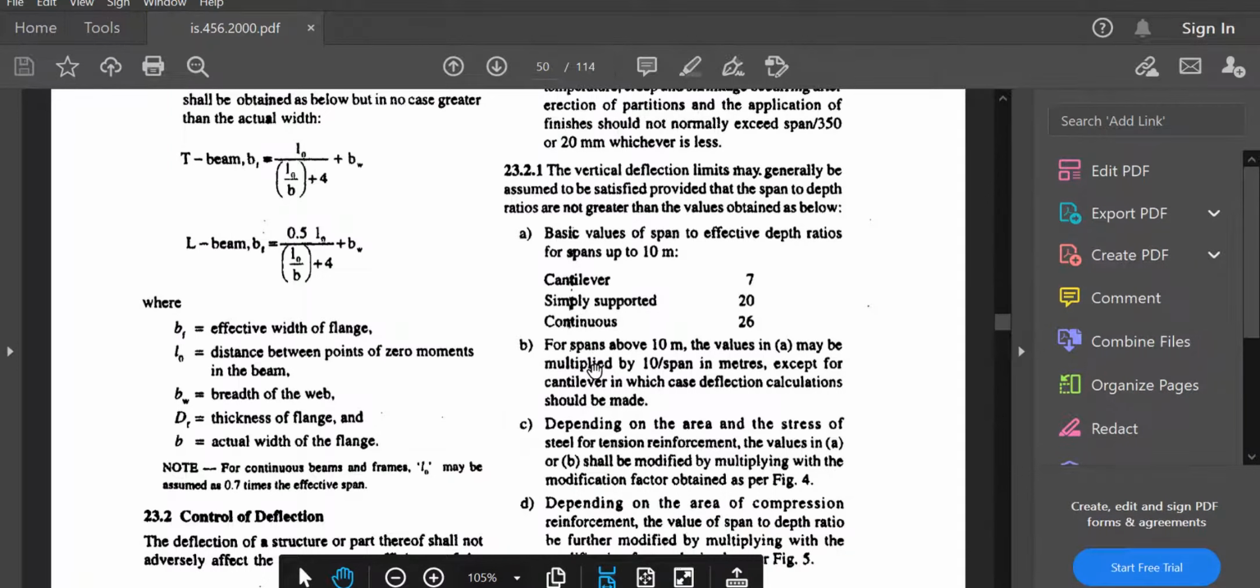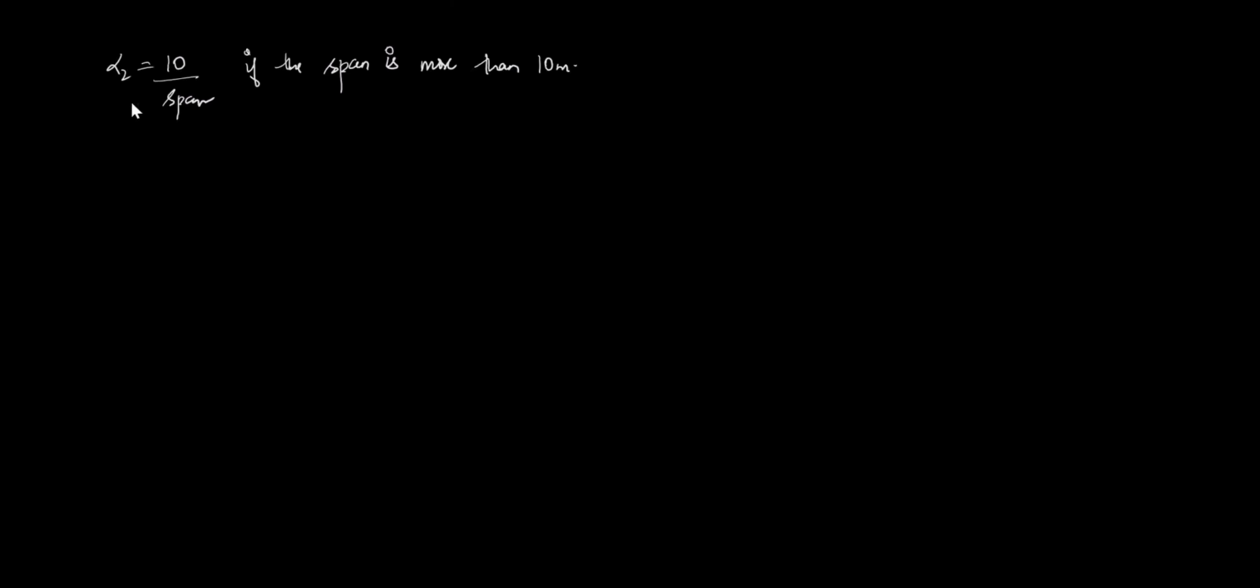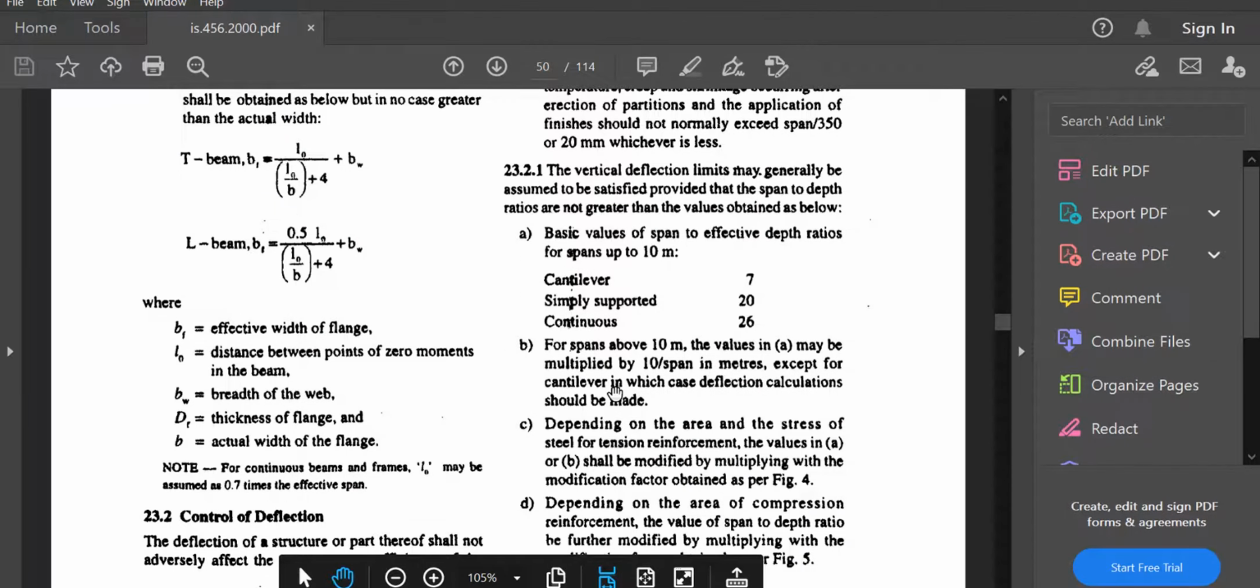And now for spans above 10 meter, this is for span less than 10 meter. If the span is above 10 meter, the values in A, that is alpha 1, may be multiplied by 10 by span in meters, except for cantilever, in which case deflection calculation should be made. That is, alpha 2 is equal to 10 by span in meters, if the span is more than 10 meter, and that should not be multiplied for cantilever beams. For a cantilever beam we will calculate the deflection by exact calculation. Okay, I can say L by D ratio is equal to alpha 1 into alpha 2.